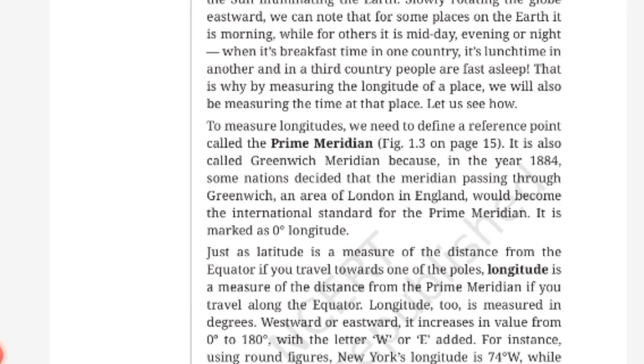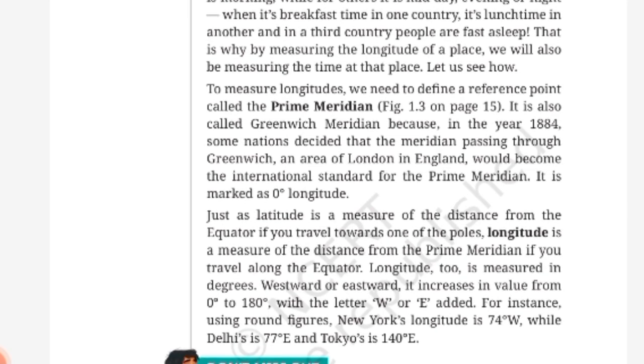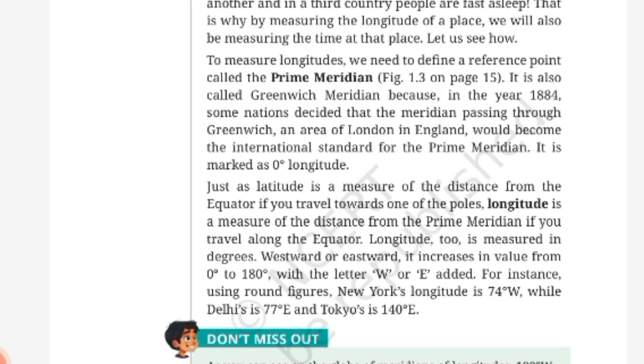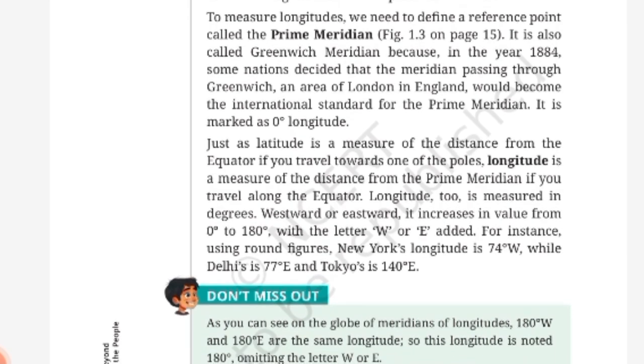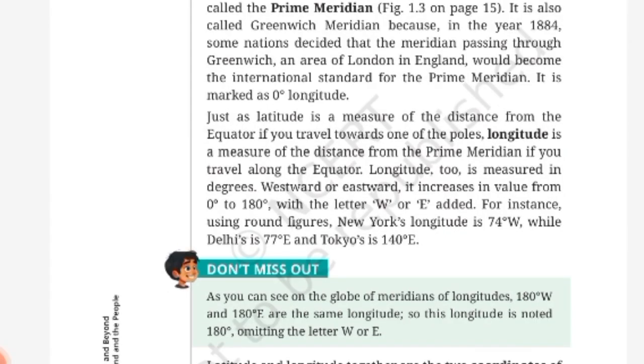To measure longitudes, we need to define a reference point called the prime meridian. It is also called the Greenwich meridian because in the year 1884, some nations decided that the meridian passing through Greenwich, an area of London in England, would become the international standard for the prime meridian. It is marked as 0° longitude.